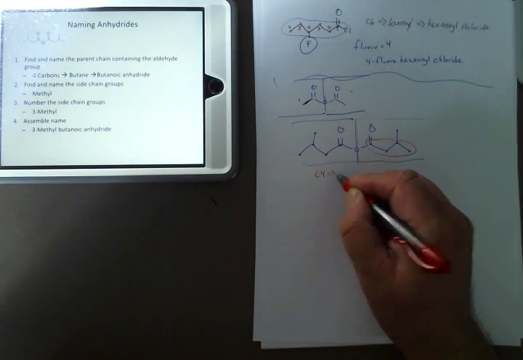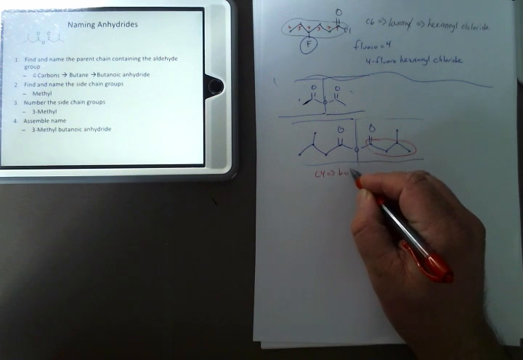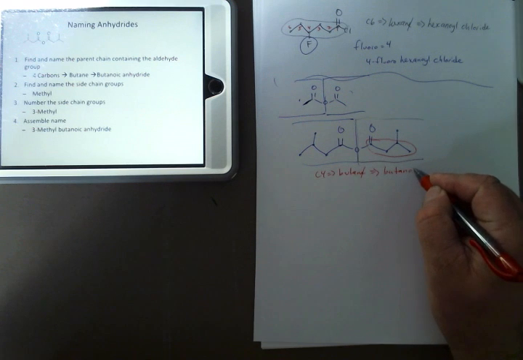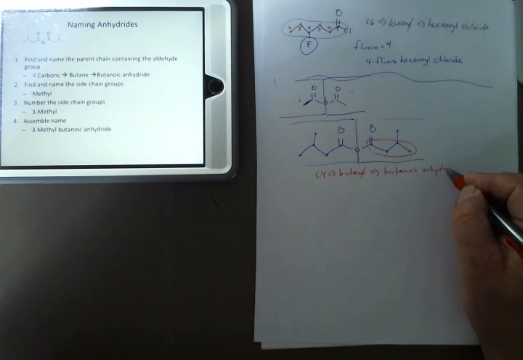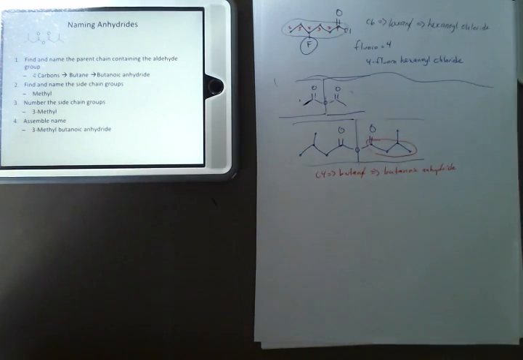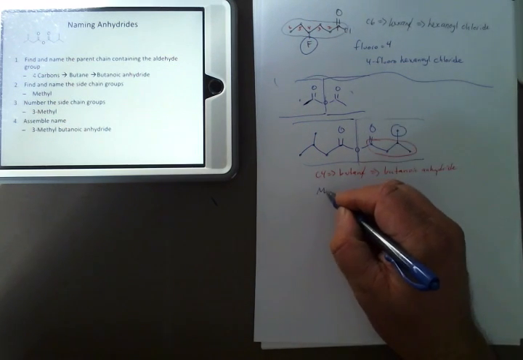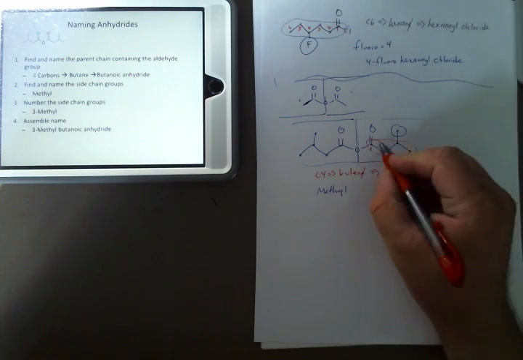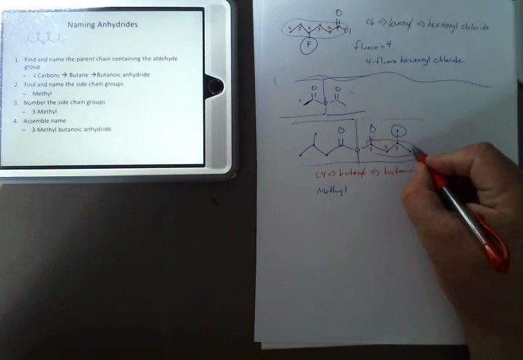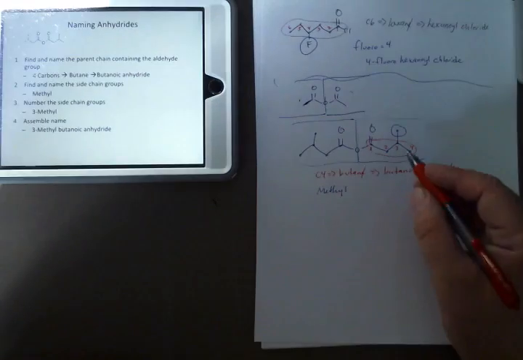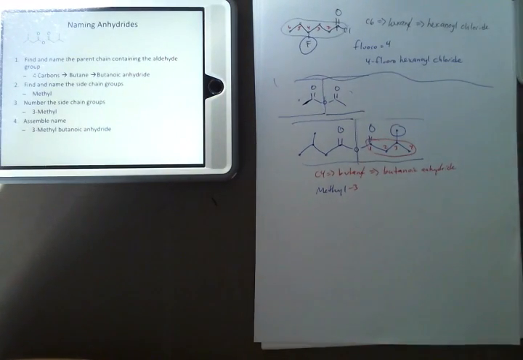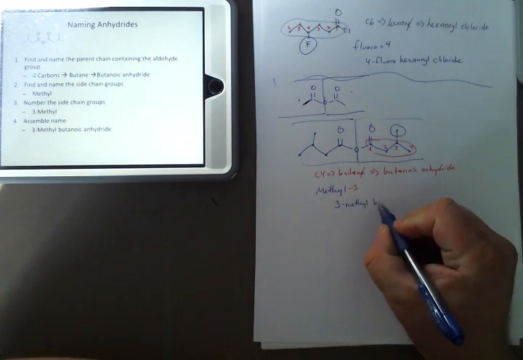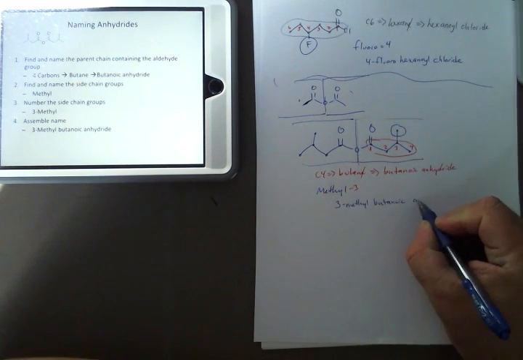So C4, right? So it'd be butane, right? So it'd be butanoic anhydride. Okay, and then you have this methyl side chain here, so you have a methyl. Okay, and the numbering, this is going to be carbon 1, where that C double bond O is. So 1, 2, 3, 4. Right. So it's going to be methyl at 3. So in this case, it's going to be 3-methyl butanoic anhydride.